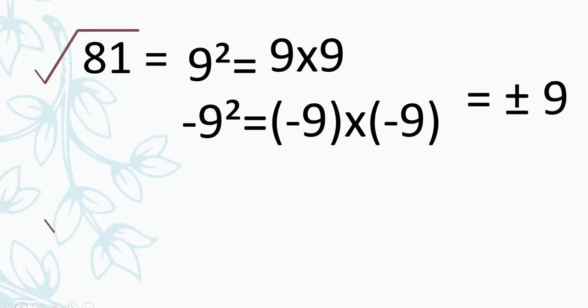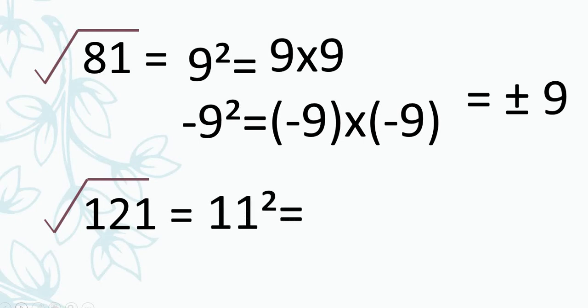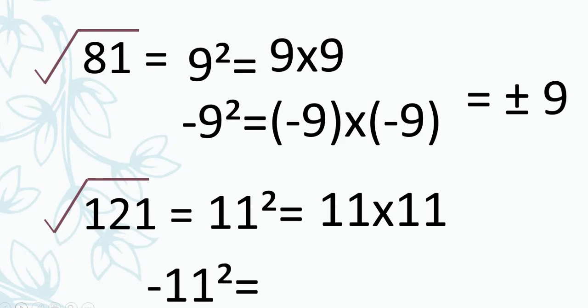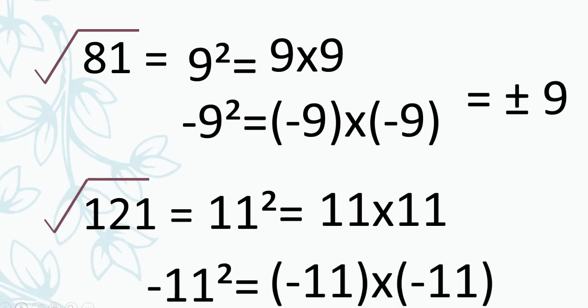Another example, a very easy number, 121. Square root of 121. So we all know that the factor of 121 is 11. So the number squared that equals 121 is 11 squared, or we can simply write it as 11 times 11. What else? Negative 11 squared. So that is negative 11 multiplied by negative 11. So therefore, square root of 121 is equal to positive, negative 11.